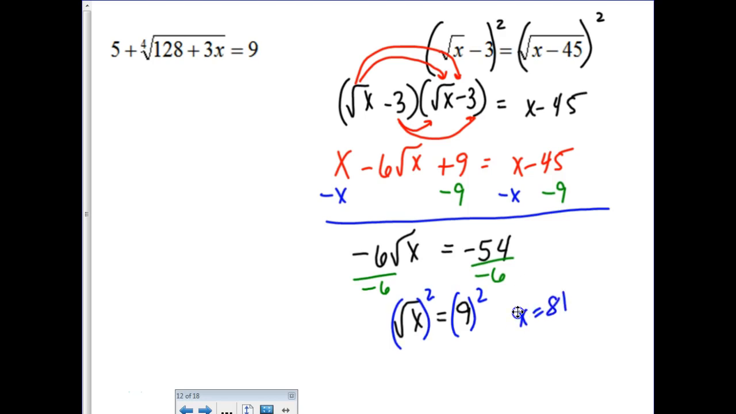Why? You still need to go check this. So you'd plug 81 back in. Good news, it does work. If for some reason it didn't work, you would just gently cross it off and say extraneous, but this is not one of those problems, so you will say x equals 81.